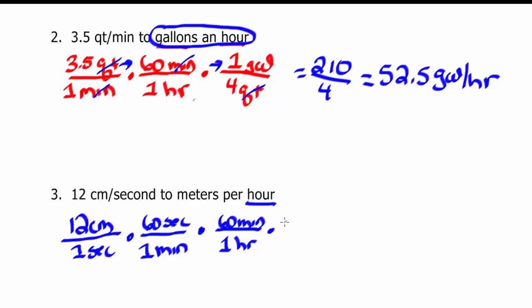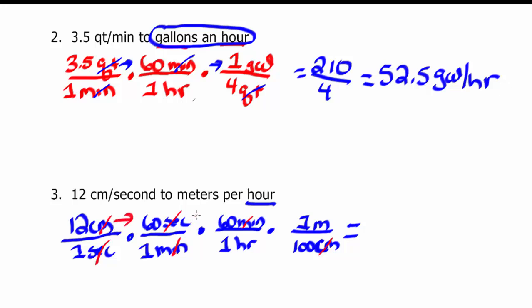Okay, so there are 100 centimeters, whoops, that's a C, in 1 meter. Okay, so that one was only one step. You could have done 10 and then 100, I guess. Whatever makes sense to you. So then we cancel out. We have our seconds go away, our centimeters go away, our minutes go away, and we're left with meters per hour, which is what we want.